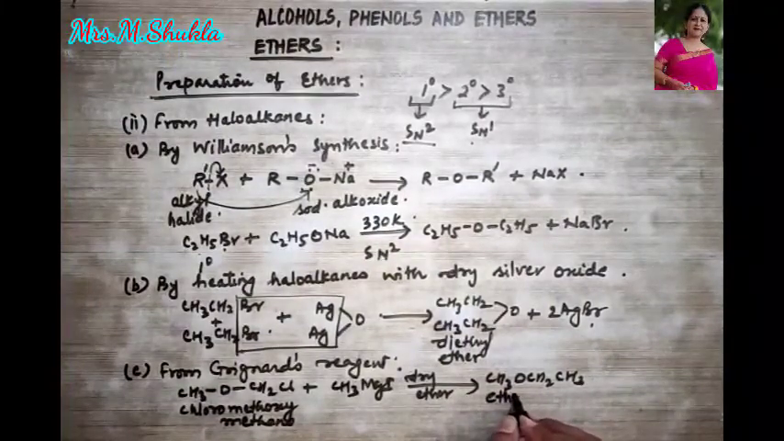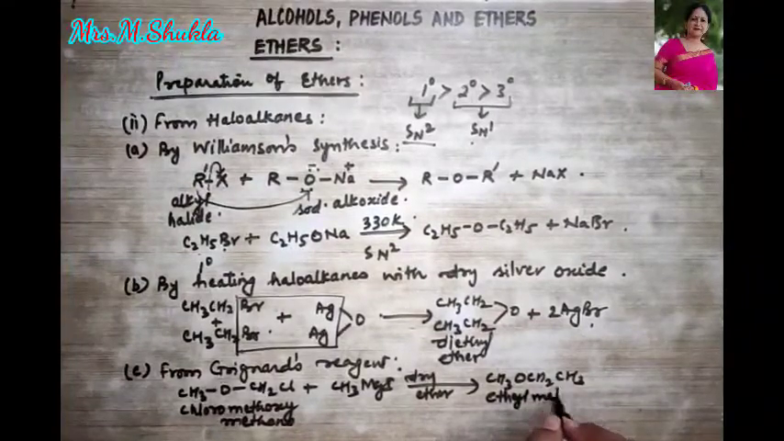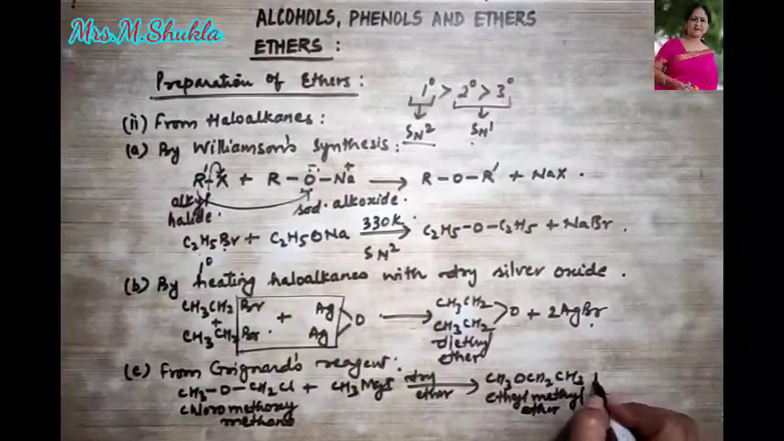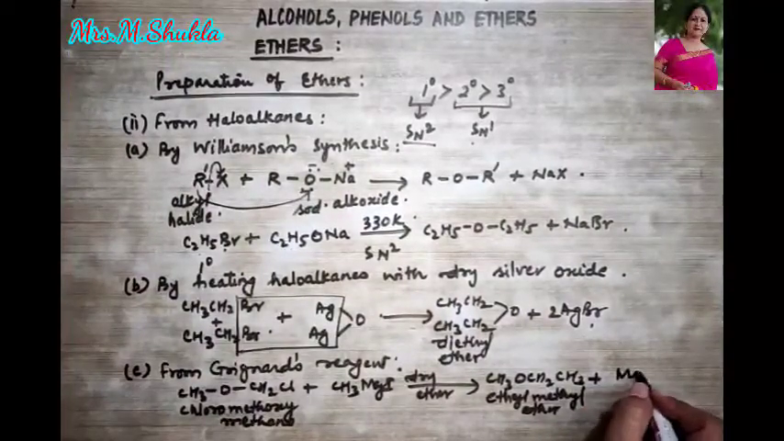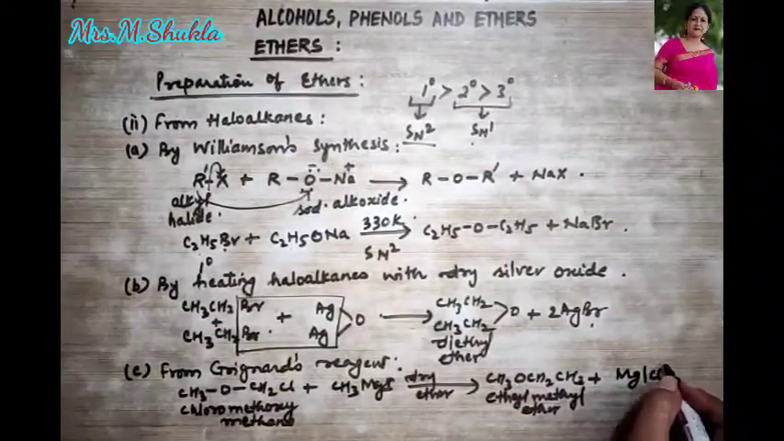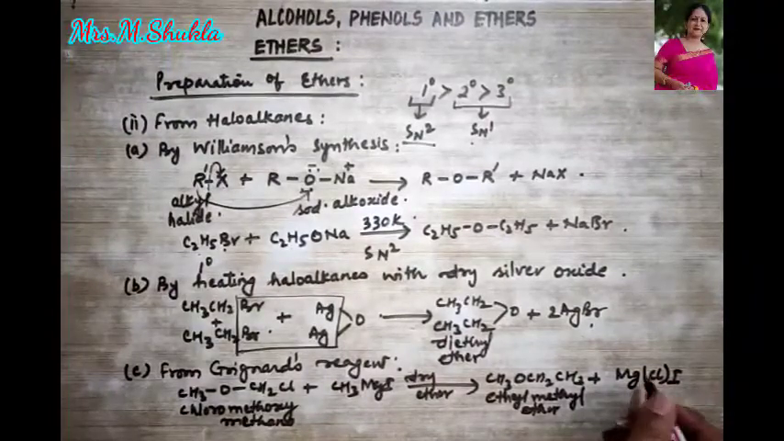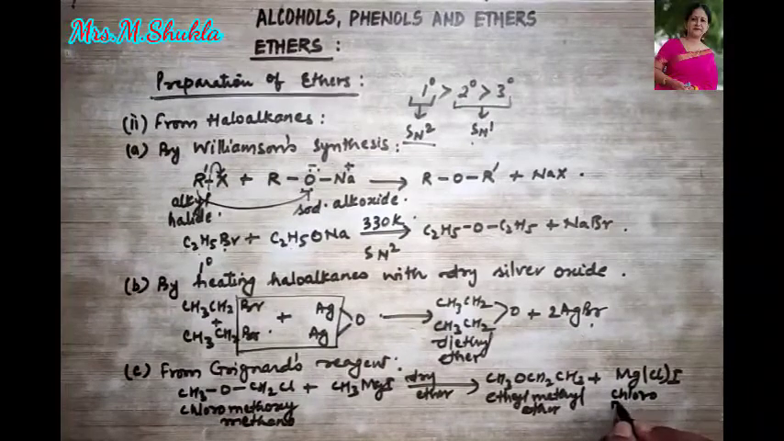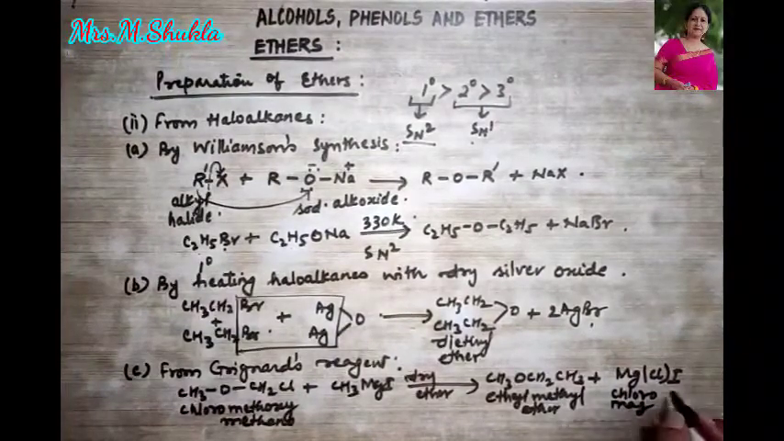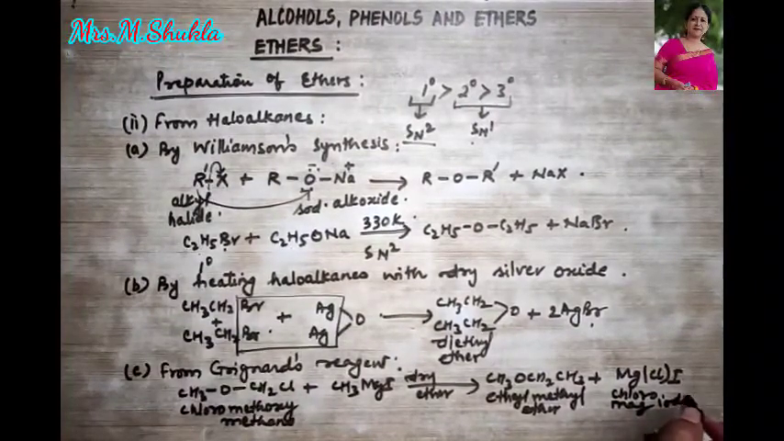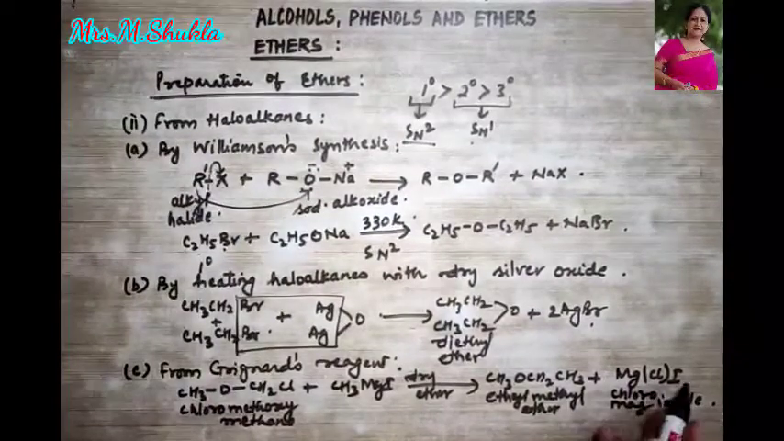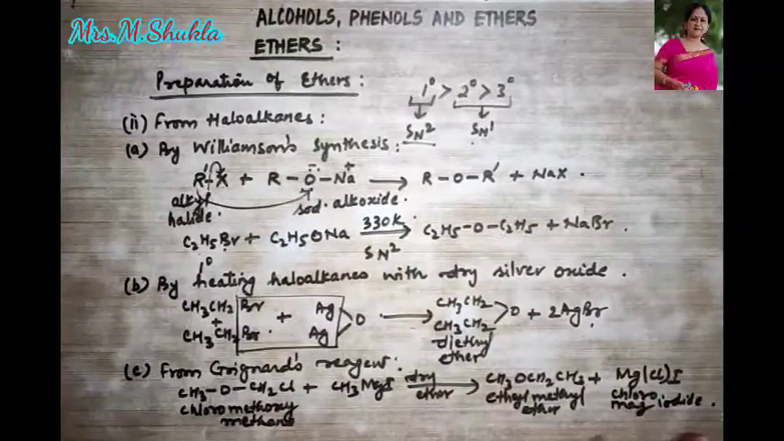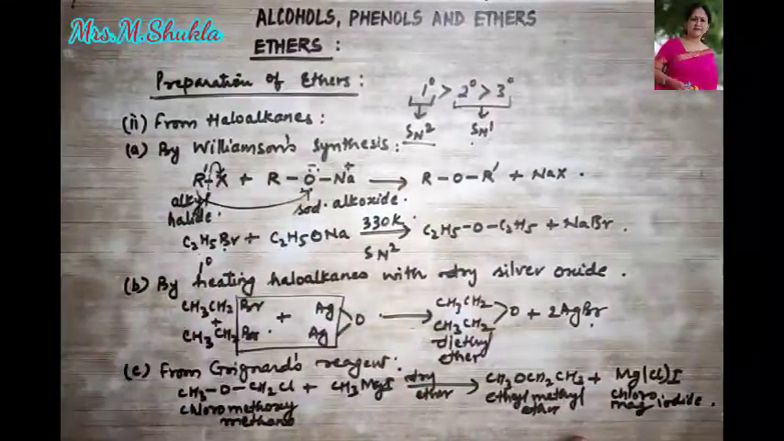So ethyl methyl ether plus MgClI. What is the name of this? This is called chloromagnesium iodide. What is this product called? Chloromagnesium iodide. I hope all the preparation of ethers is clear to you.